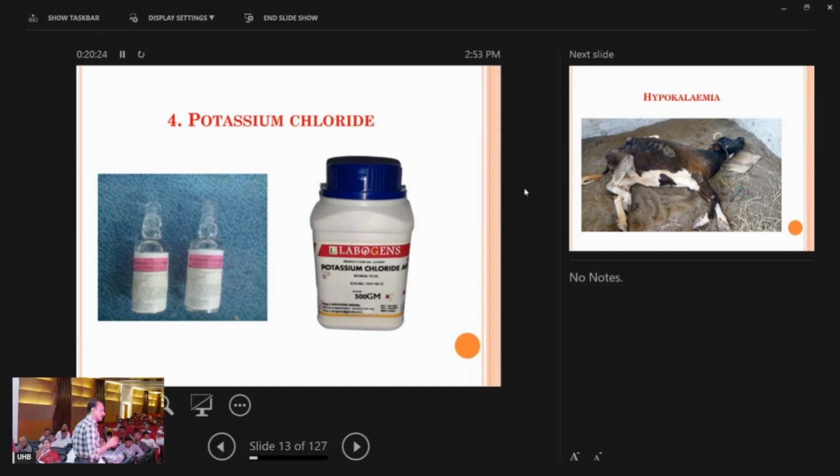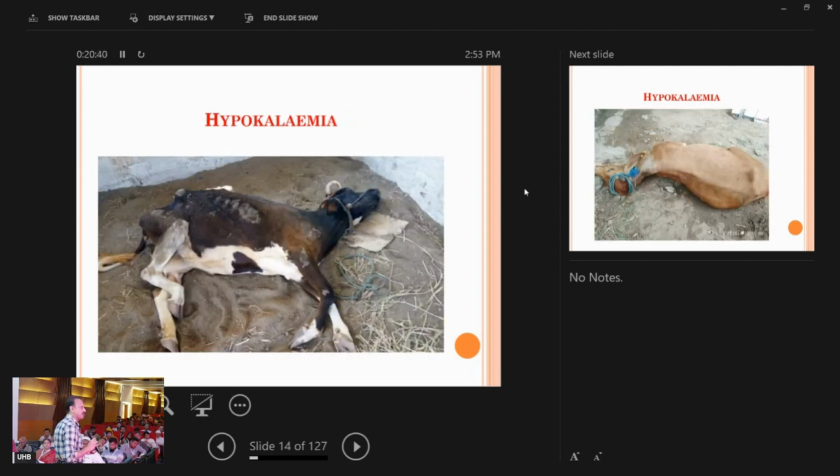Next is potassium. Two routes of administration are available: IV administration, and potassium chloride as oral powder, which you can give orally. When you are going for IV preparation, consider this hypokalemia case. The animal is in lateral recumbency. You have already given calcium, but the animal is not getting up. You have treated with calcium, phosphorus, fluid therapy, B complex, everything, but the animal is still not getting up. Neck muscle weakness is there, and the animal is in lateral recumbency.